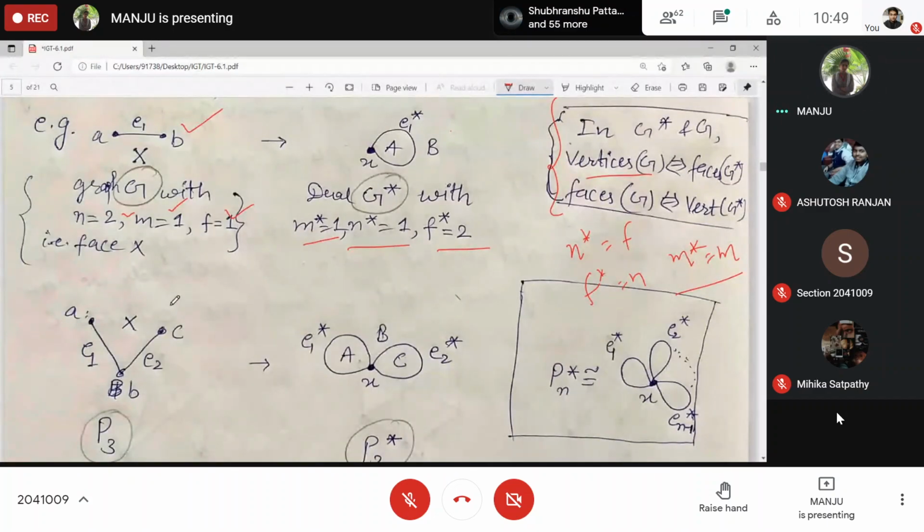For P3, sorry, not K3. This is your P3. How many regions? Only one. Ma'am, when we are doing the dual graph, we have to make the dual graph planar, means a plane graph. Yes, plane. Only in case of a plane graph can you know the number of faces, the number of regions.